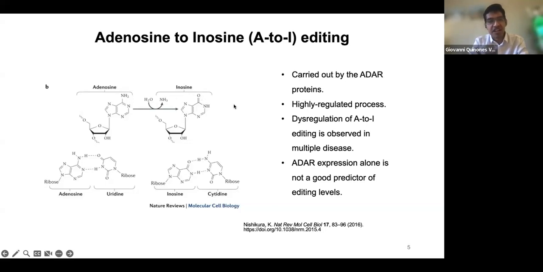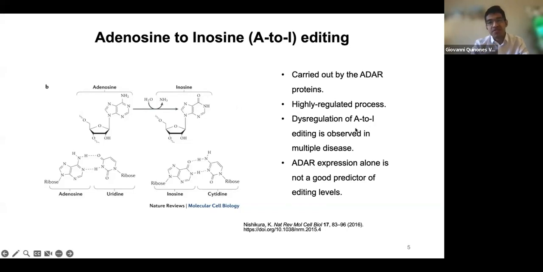This process of RNA editing is very highly regulated. So say individuals from different ages will have different editing levels. When your body is undergoing an immune response, for example, your RNA editing levels are also going to be different.